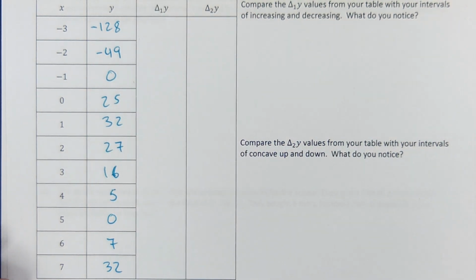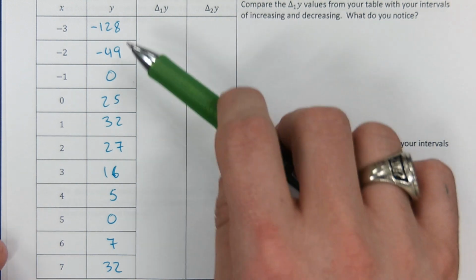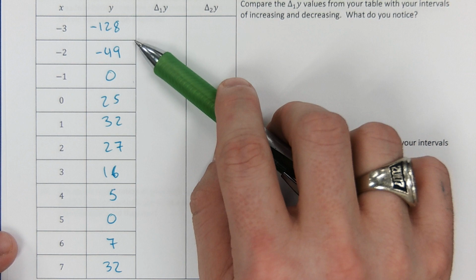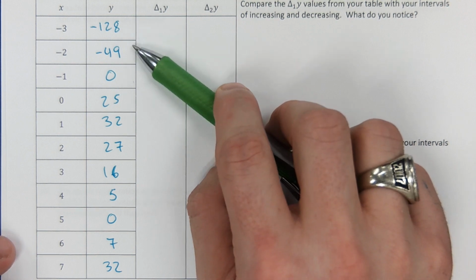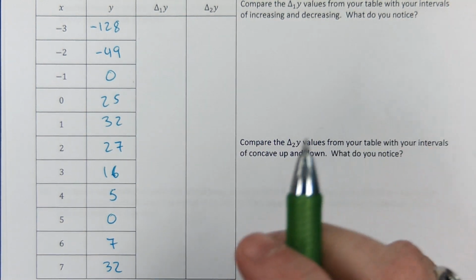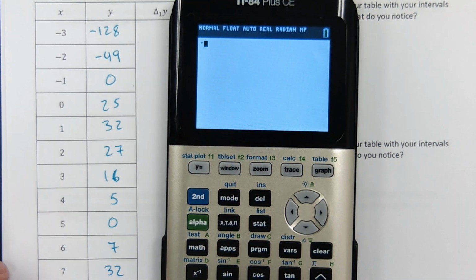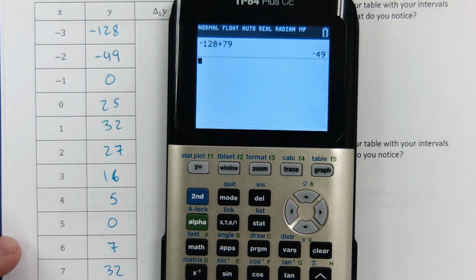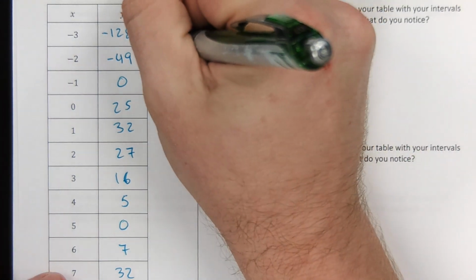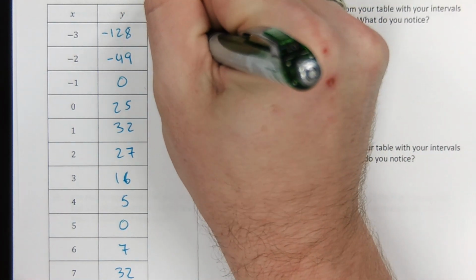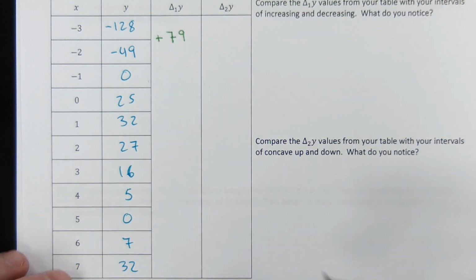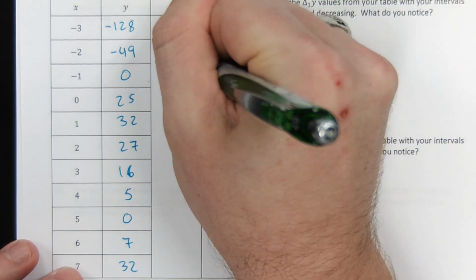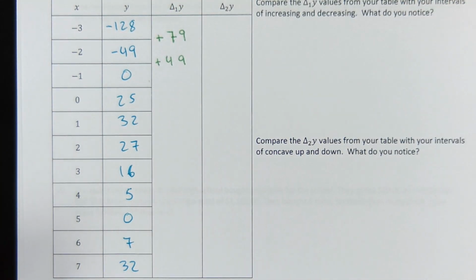That's all that is. So first differences, I'm going to figure out what I had to add to negative 128 to get negative 49. And I believe it's 79. Negative 128 plus 79. Yes, it's plus 79. And I'm going to put a plus. And then here I've got a plus 49. And you see I'm putting it between the two numbers. That's why there's no lines. Microsoft Word's table feature was not being very kind to me right there.